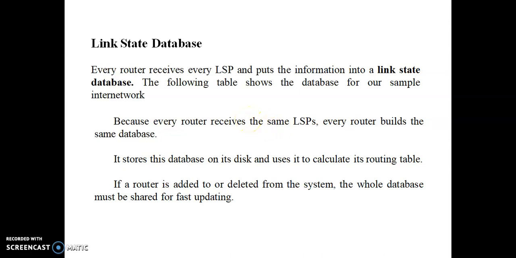Link state database is nothing but every router receives every LSP and puts the information into a link state database. The following table shows the link state database for our sample internet. Because every router receives the same LSPs, every router builds the same database. It stores this database on its disk and uses it to calculate its routing table. If a router is added to or deleted from the system, the whole database must be shared for fast updating.